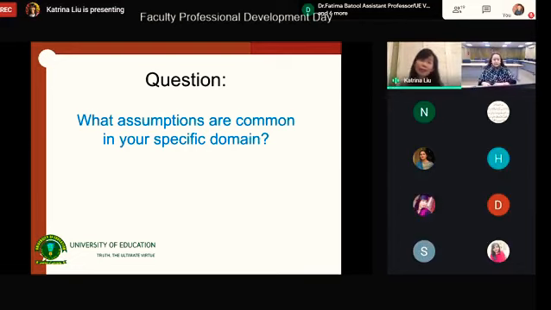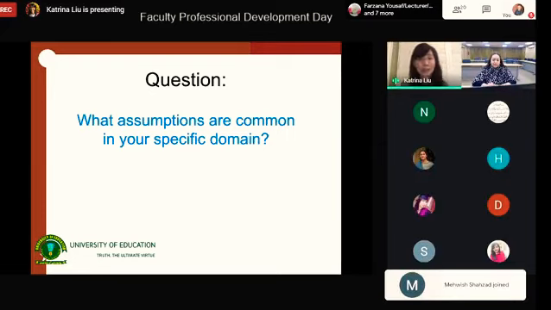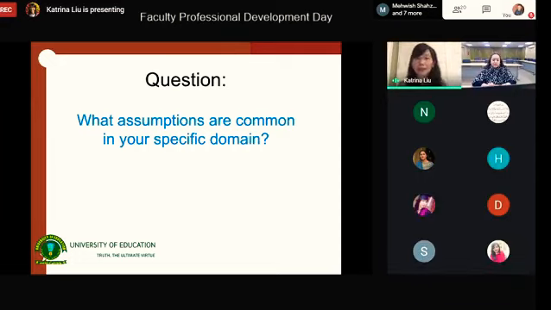So now I would like to pause here for 10 seconds for you to reflect. What assumptions are common in your specific domain? You might be in the area of arts. You might be in the area of sociology. You might be in the area of science. Let's think about the specific common assumptions in your field.